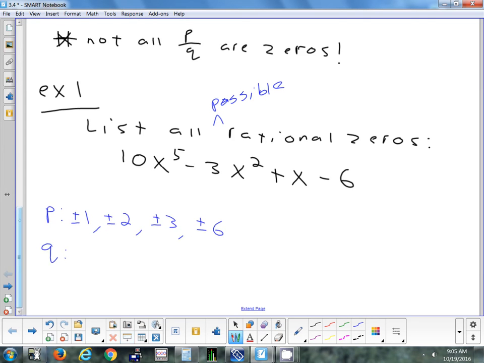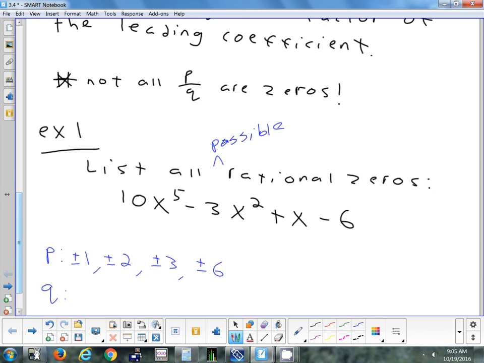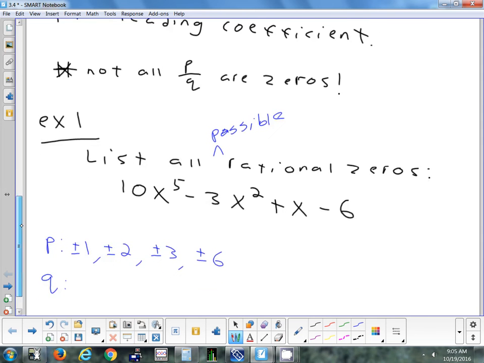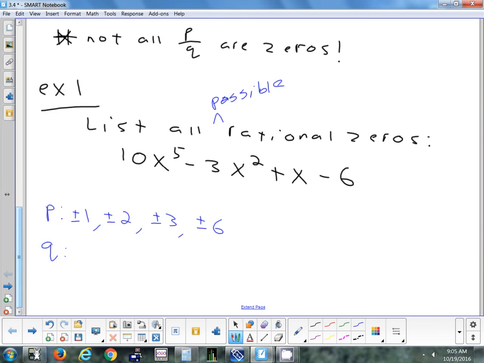Okay, Q. So the denominator for my possible rational roots has to be a factor of the leading coefficient. In this case, my leading coefficient is 10. John, what are all my factors of 10? 1, 2, 5, and 10, and -1, -2, -5, and -10. Yep.